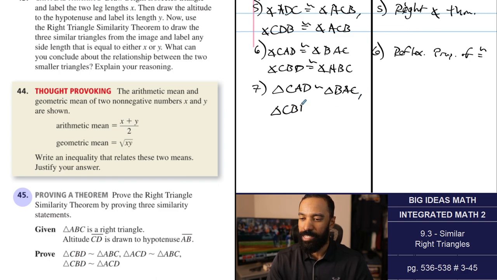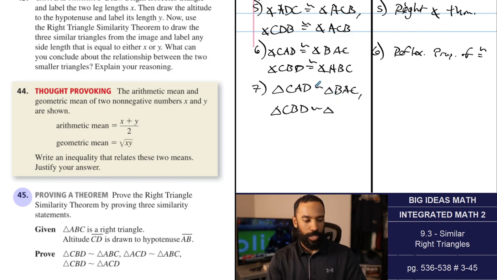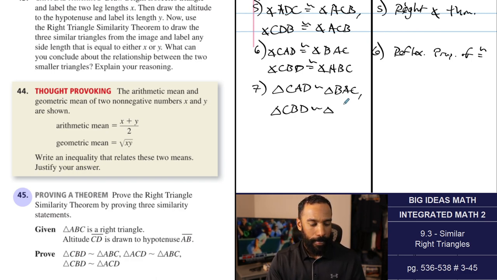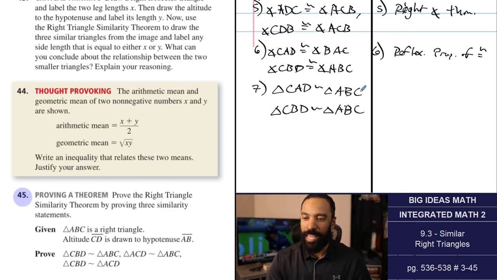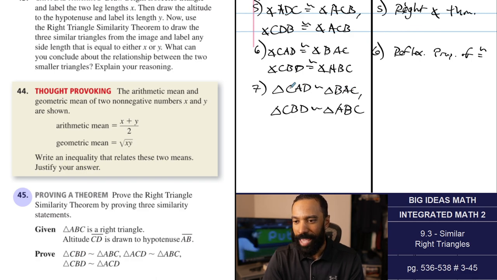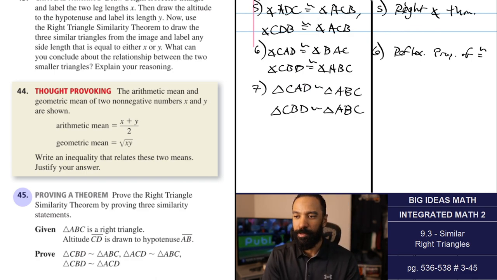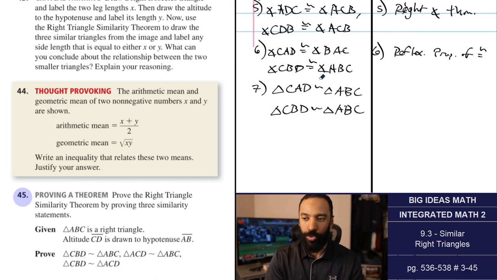Triangle CBD is similar to triangle. They use specific letters though. CBD and ABC. Let me call this one ABC then as well. Triangle ABC. But then I have to do what? It was BAC? So ABC. We gotta call it ACD. ACD. And that's what it says in the proof as well. So ACD. This is the angle theorem.